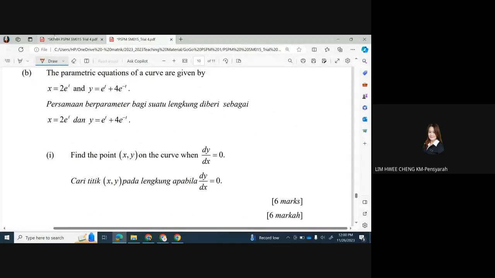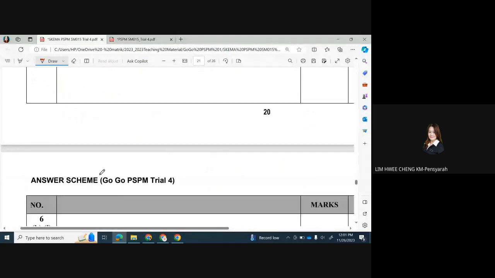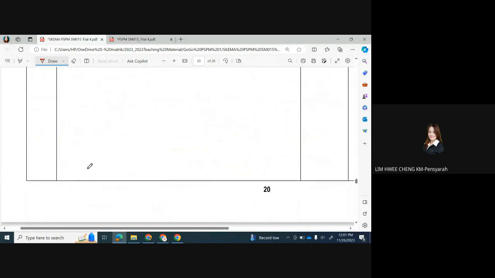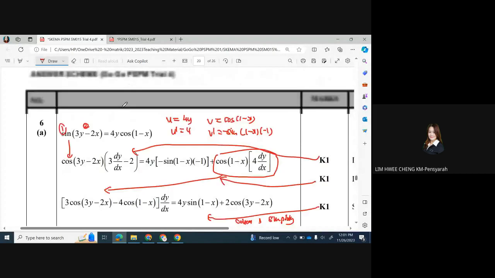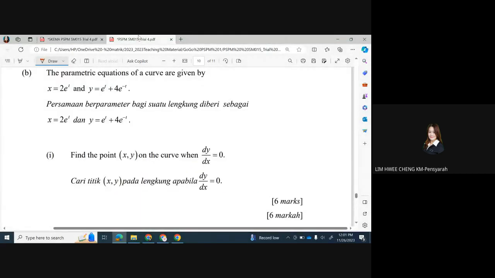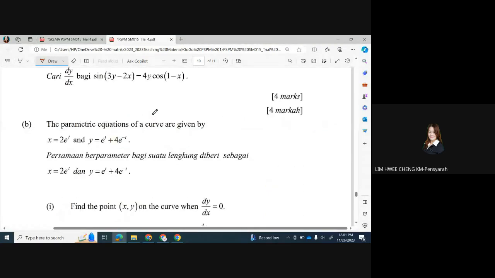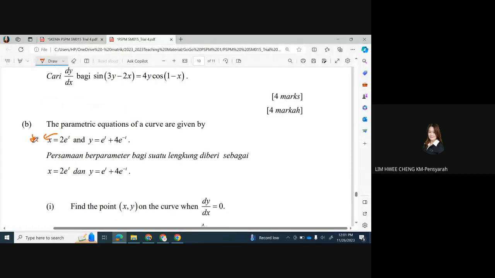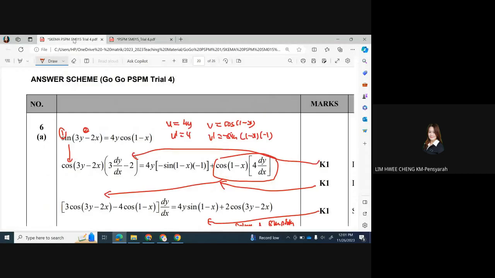Okay, so we have do the dy dx when the dy dx equal to 0. Okay, parametric differentiation, find the point xy on the curve dy dx equal to 0. Yang ini. Okay, ini adalah parametric. So, maksudnya kita kena cari dx dt dulu. Lepas tu dy dt. Okay, lepas tu baru dy dx equal to the dy dt dot lagi dt dx.